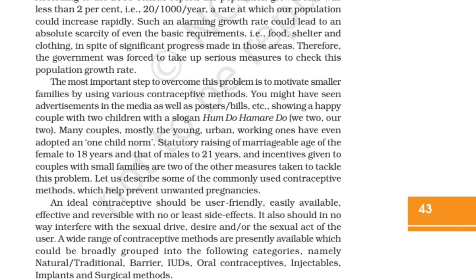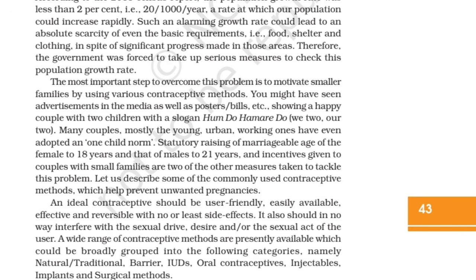Statutory raising of marriageable age of the female to 18 years, and that of males to 21 years, and incentives given to couples with small families are two of the other measures taken to tackle this problem. Let us describe some of the commonly used contraceptive methods, which help prevent unwanted pregnancies.